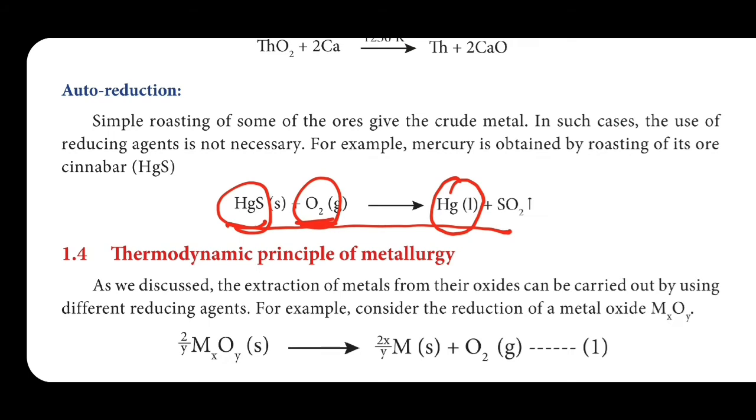Without using any reducing agent, automatically reduction takes place from HgS to Hg by simple roasting only, that is simply heating only. So for some of the ore, simply we are heating, it automatically converts ore to metal, that is auto reduction. That is also important. With this topic, reduction of metal oxide is over.